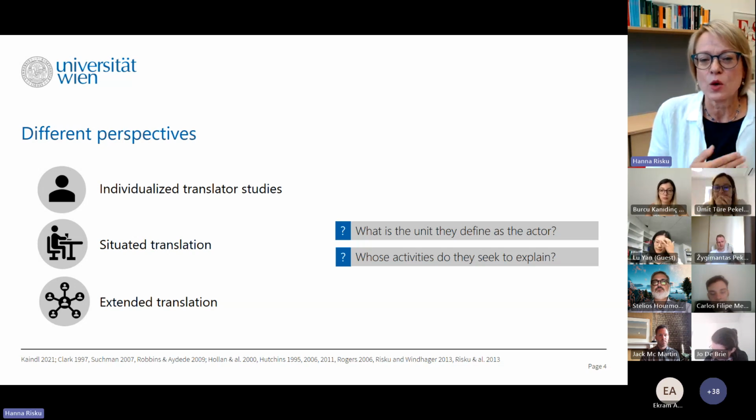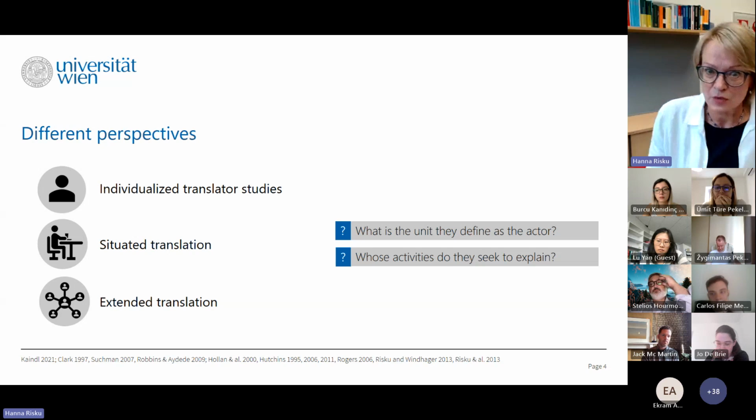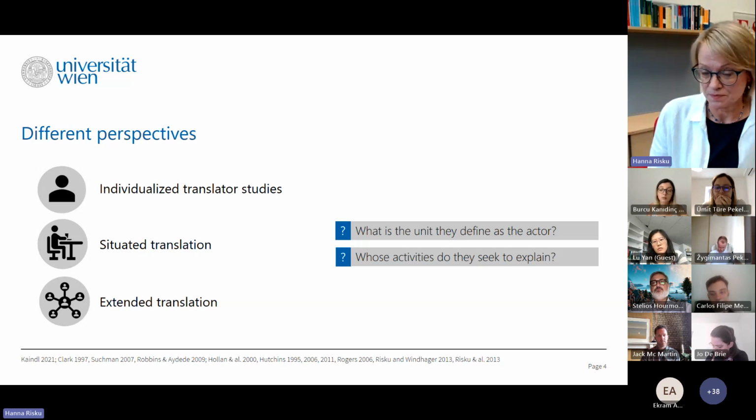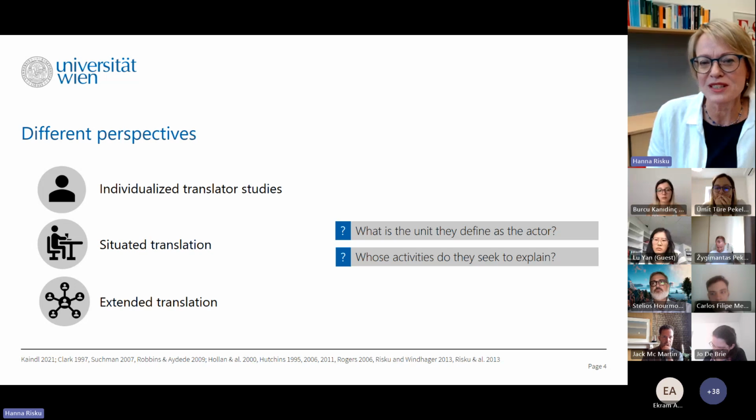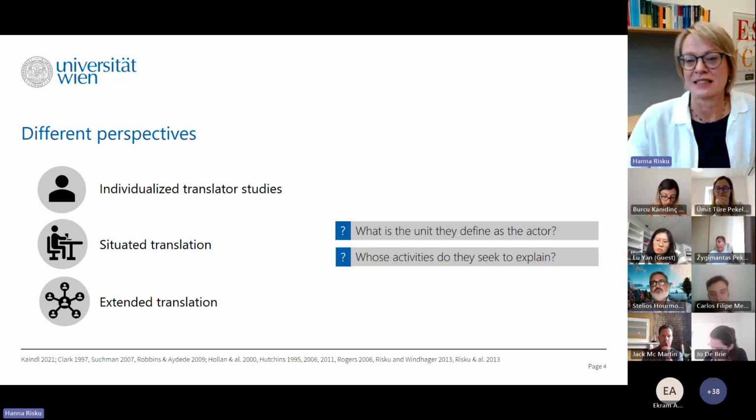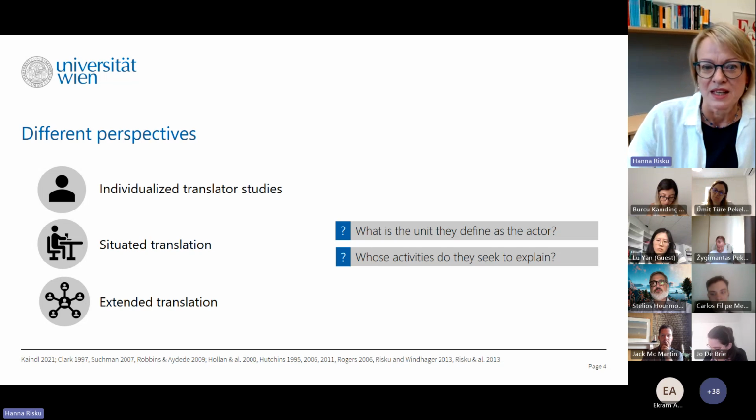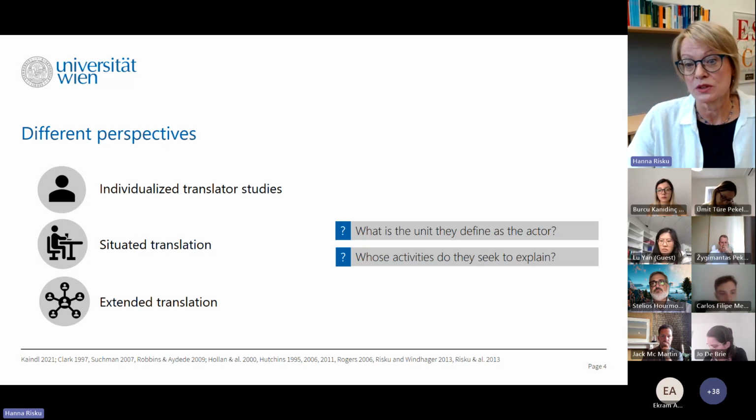So the lower two, the latter two, the situated translation and extended translation, they stem from the translation studies subfield of cognitive translation and interpreting studies that relies on the 4EA cognition paradigm that I talked about yesterday in my first lecture. This 4EA as cognition as embodied, embedded, enacted, extended, and affective.